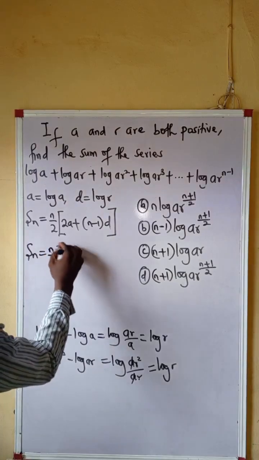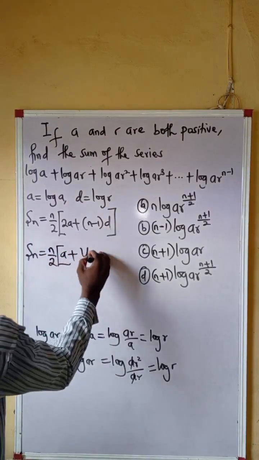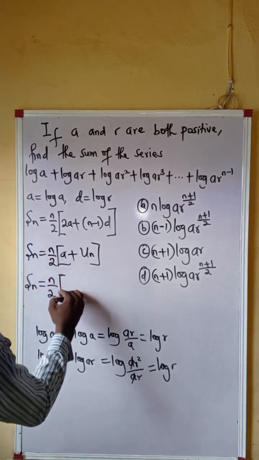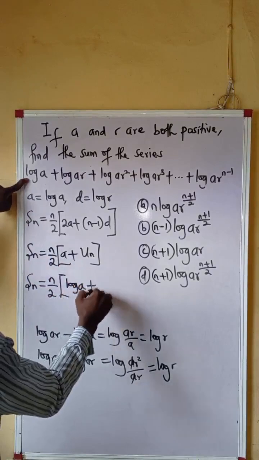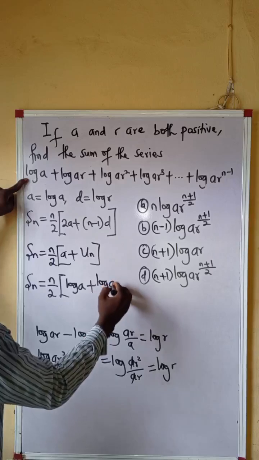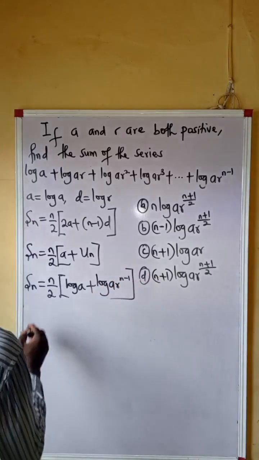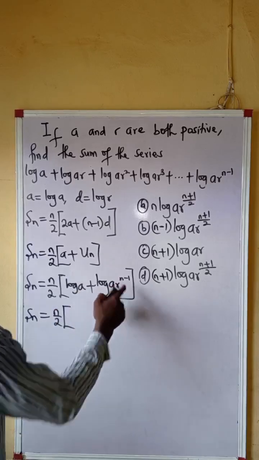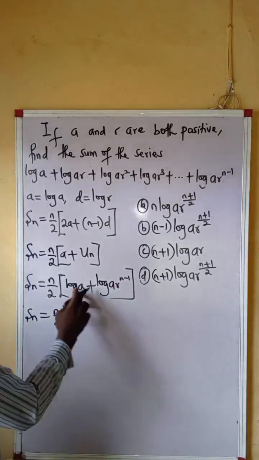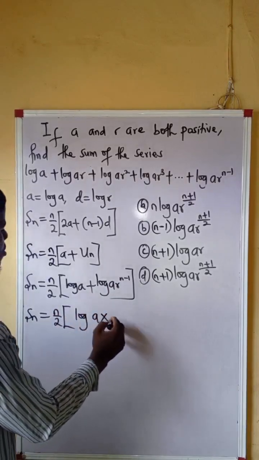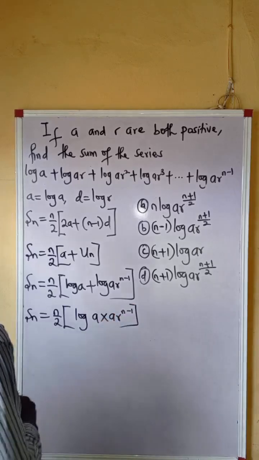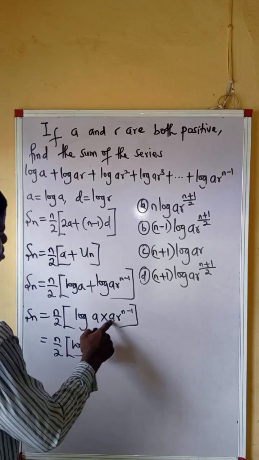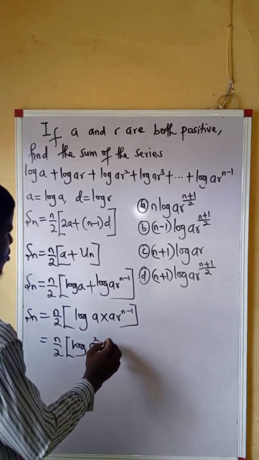The formula is n over 2. I can reduce this formula into a plus U sub n. So Sn is n over 2, n is still n, a is log a, U sub n is log ar to the n minus 1. Alright, let's simplify this. Sn equals n over 2 times log a plus log ar to the n minus 1. By the law of logarithm, we multiply the two numbers, that's log a times ar to the n minus 1. And this is equal to n over 2 into log of a times a, which is a squared, so we have a squared r to the n minus 1.